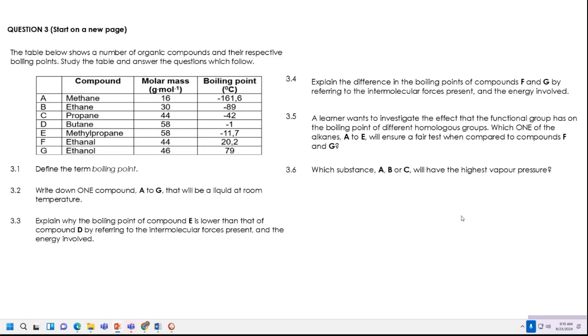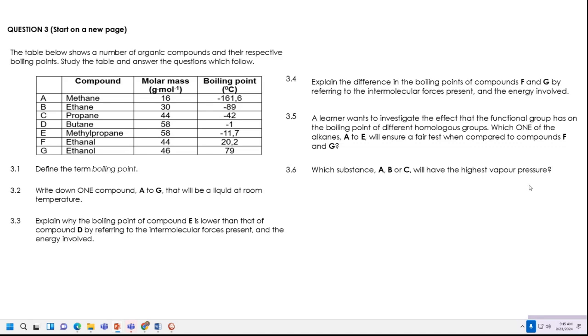And then finally, question 3.6: which substance, A, B, or C, will have the highest vapor pressure? Well, we know how vapor pressure works. When you have a high boiling point, you have a very low vapor pressure. When you have a low boiling point, you have a very high vapor pressure. Looking at the table, look at the boiling point of methane. It's the lowest in the table. Hence, the answer for 3.6: while methane has the lowest boiling point, it will have the highest vapor pressure.